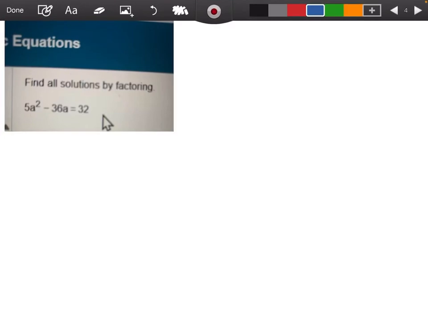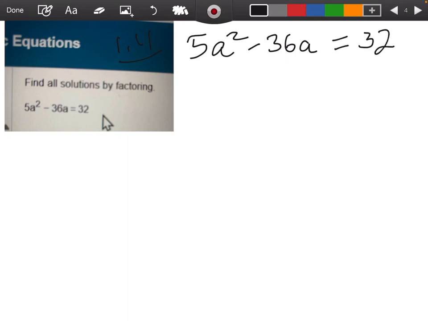All right, y'all, so this is a homework problem out of 1.4, and it's asking us if we can find all solutions by factoring. So y'all, first thing I'm going to do, I'm going to go ahead and write down the problem that we have. 5a squared minus 36a is equal to 32.